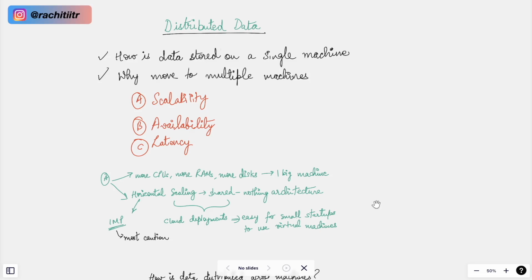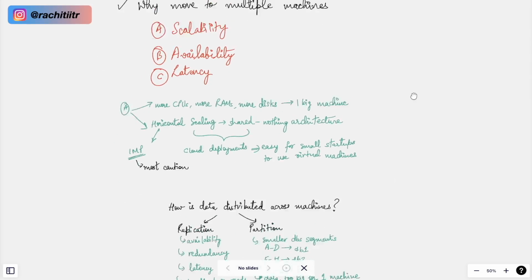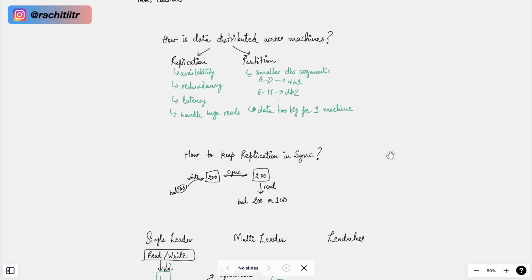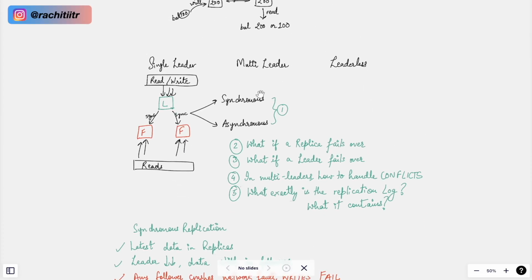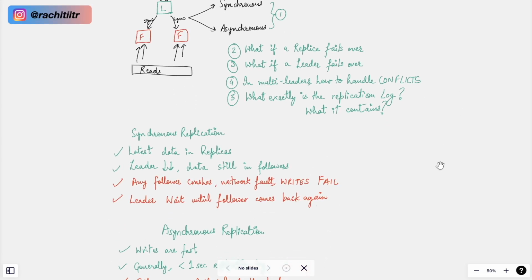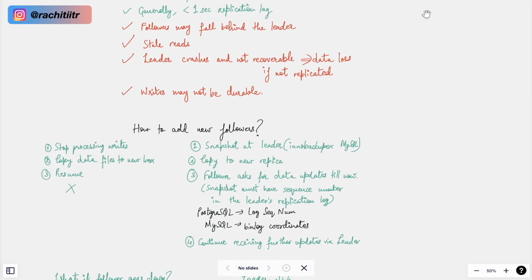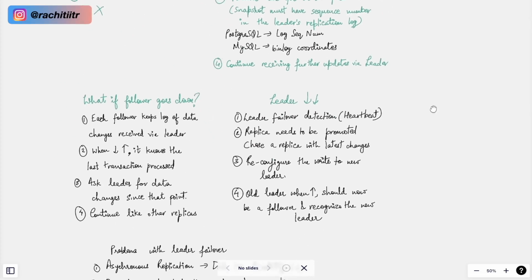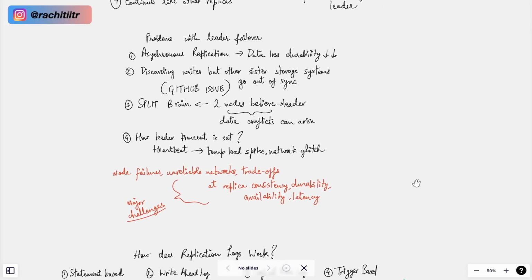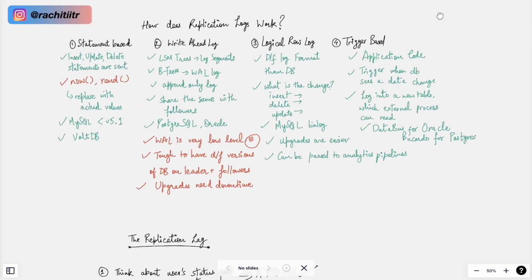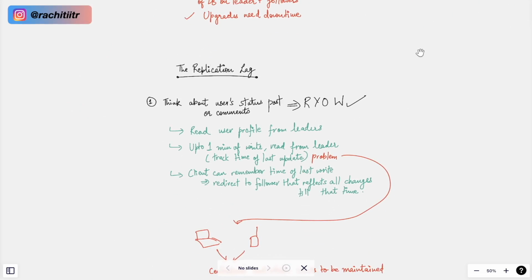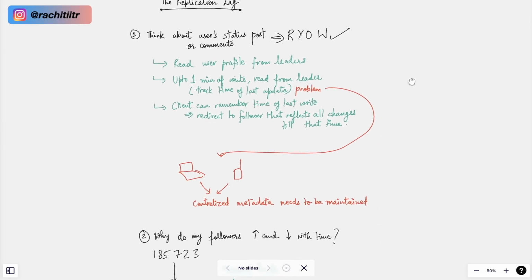So far we had discussed what is distributed data and what it means in terms of replication versus partition. We also saw various replication architectures. We discussed single leader in detail: how the leader handles the writes and has a synchronization algorithm which performs the replication. We also discussed synchronous and asynchronous replications, various scenarios like if the leader goes down or a replica goes down, how replication logs work, and the problems associated with replication lags.